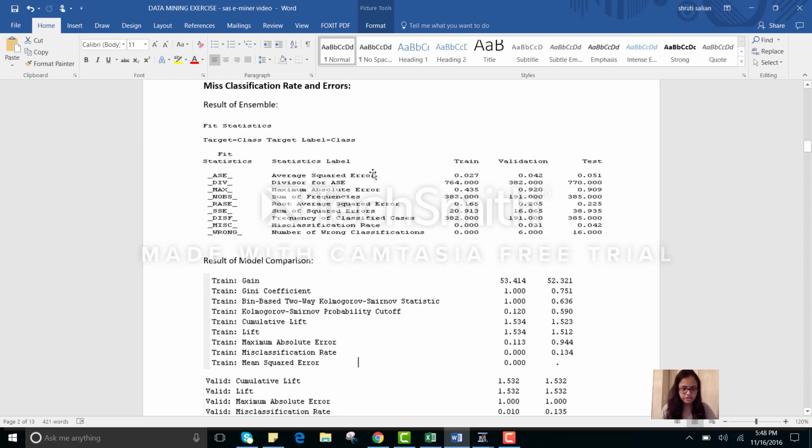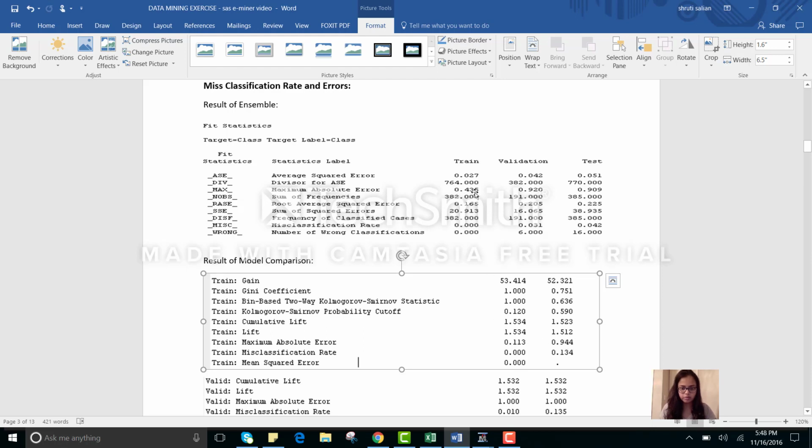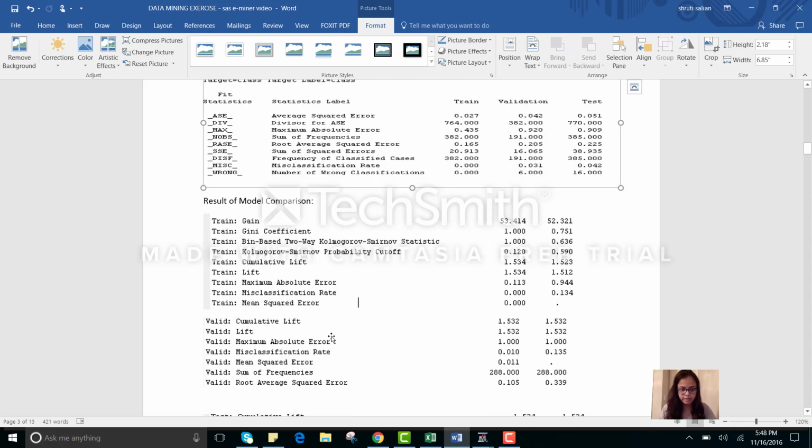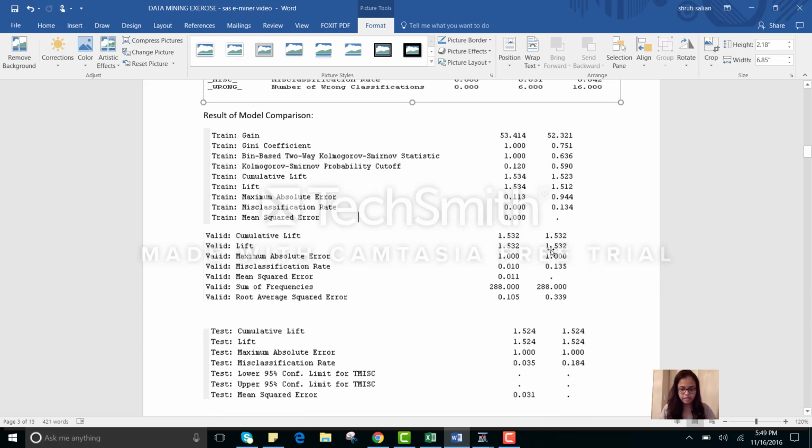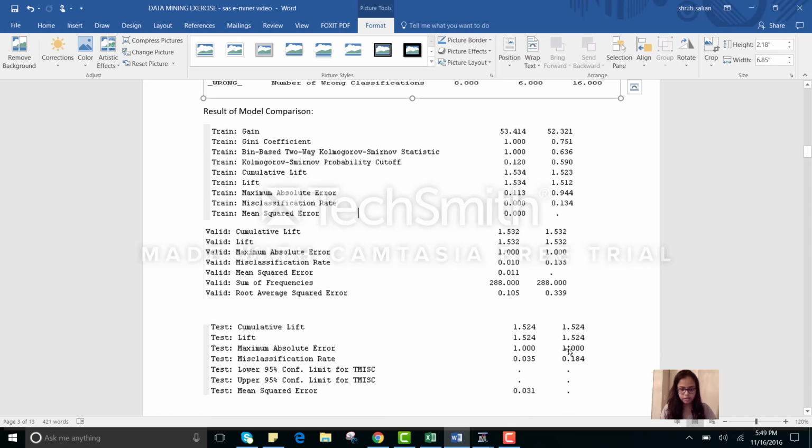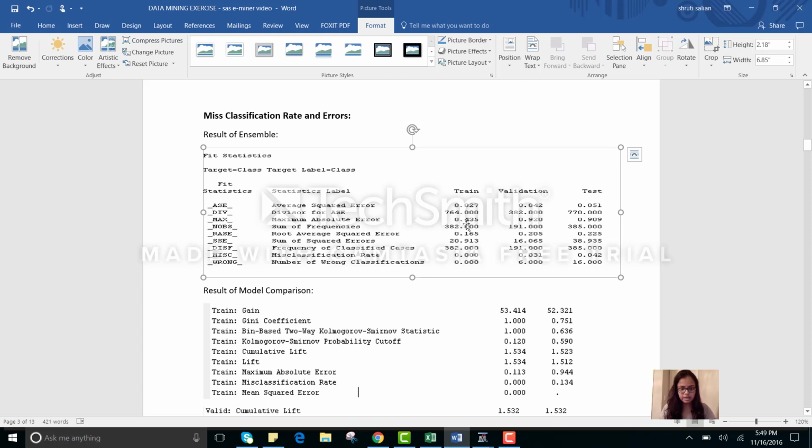Also for misclassification rate and the errors, the maximum absolute error is 0.435 for training, while for model comparison we get 0.13 and 0.9. So this 0.43 is much better than these numbers. Then we have 0.92 for the validation set. Maximum absolute error is 1 and 1, which is again less compared to 1. Then for the test set we have 0.90 and here we get maximum absolute error as 1 and 1. So again this is less. So we see that for the ensemble output the errors are much lesser as compared to model comparison, and the same for the misclassification rate as well.